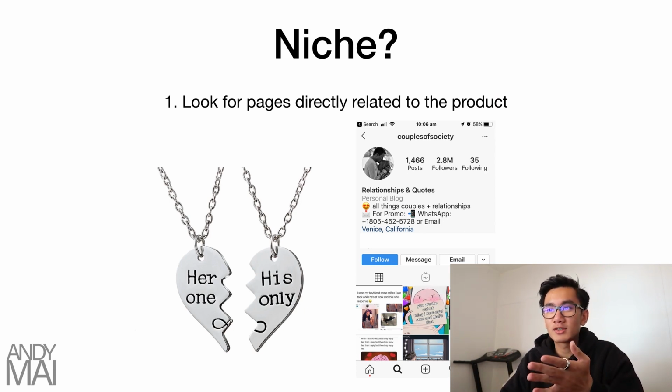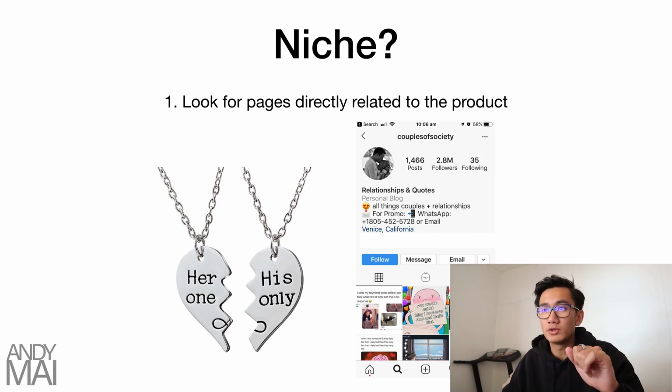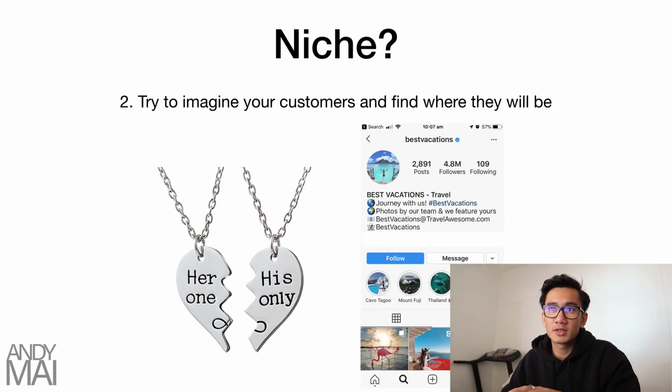For example, if you have this sort of couples necklace, you could literally go to pages such as Couples of Society. This method is pretty okay, and that's sort of what most people do. Or you could look for pages where you try to imagine your customers. In this case, it's sort of young couples that are roughly in their early 20s. They're in a relationship. They're at that lovey-dovey stage. They're probably looking for dates, things to do together. They want to travel together, and sort of being able to visualize your customers, you would see pages that they'll probably be on.